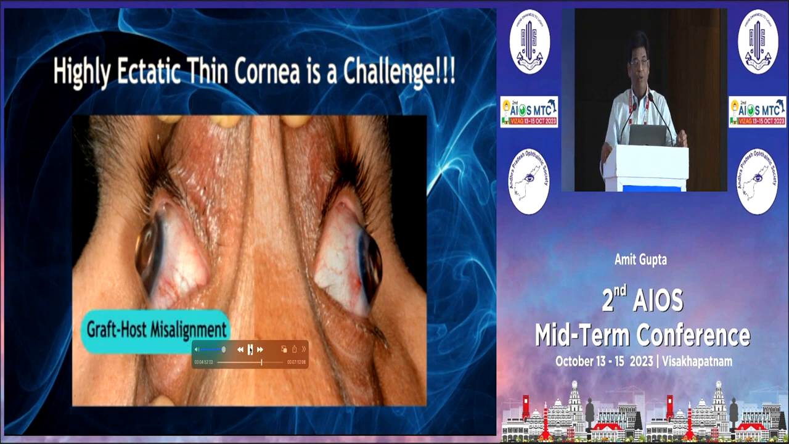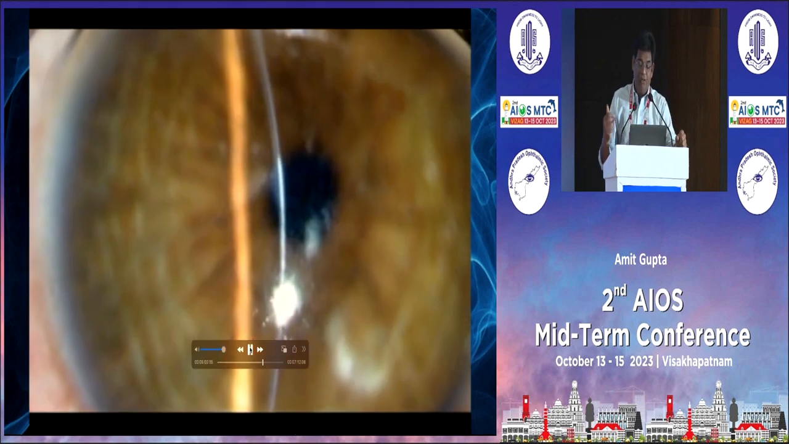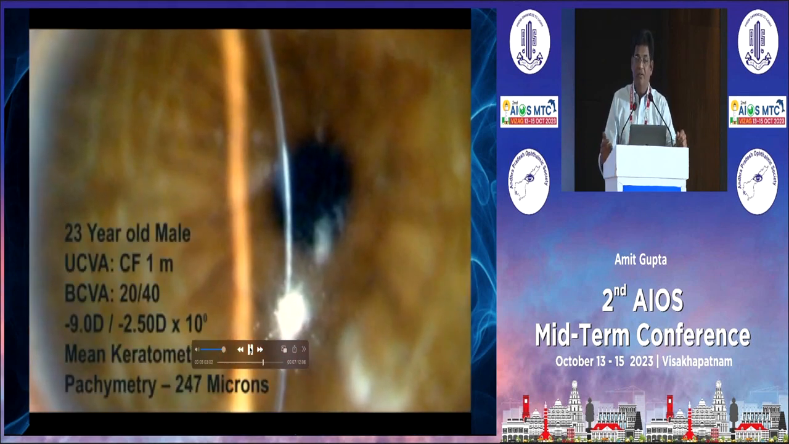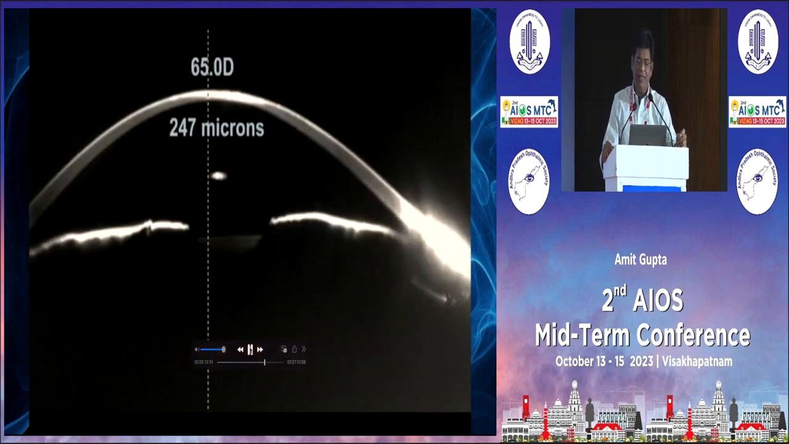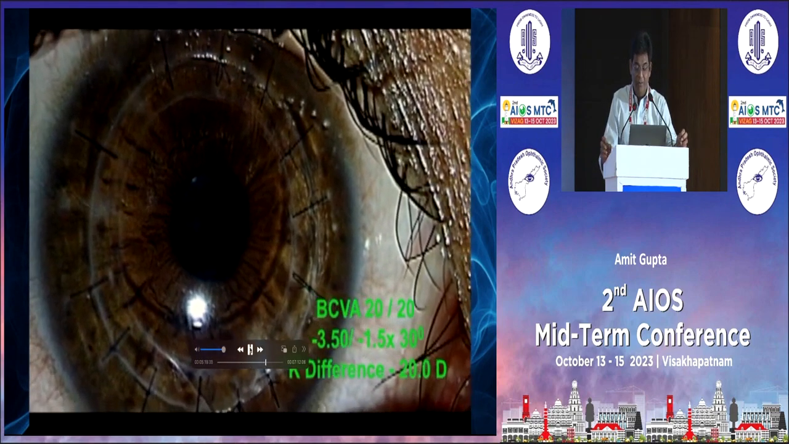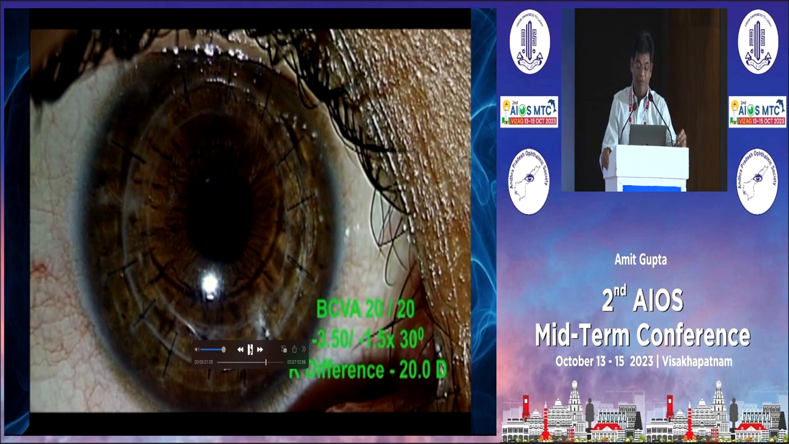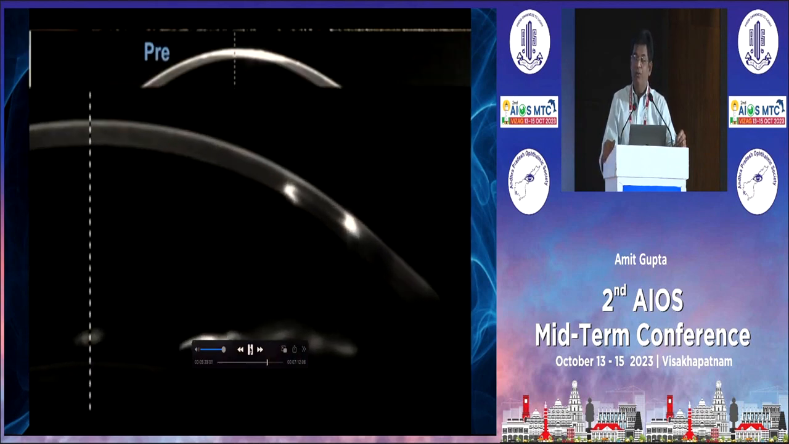My experience I wanted to share, especially in patients with thin and ectatic corneas, where all these issues are more magnified, and especially the issue of high post-PK astigmatism, and we have to apply tight sutures. Sometimes there's a leakage from the sutures. In this case, the central pachymetry was 247 microns, and it's a very thin ectatic cornea. The patient was contact lens intolerant, and when we performed this surgery, the post-operative refraction was minus 3.5 with minus 1.5 cylinder. And the difference of keratometry, pre-operative versus post-operative, was to the tune of 20 diopters.